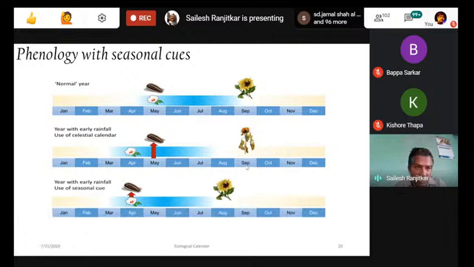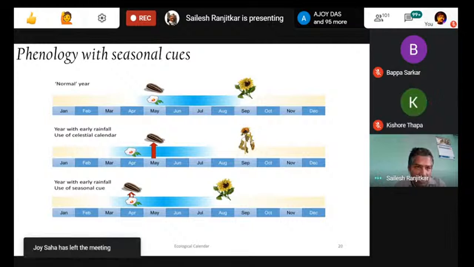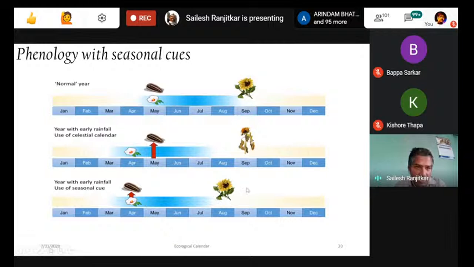But if we follow the seasonal cue, then the flowering or blooming of certain wildflowers is an indicator of, okay, this is time for sowing. So it is linked with observation of ecological indicators that will help us to manage our agriculture. Not necessarily; this is an example from the sunflower, it could be certain crop plants that are important.